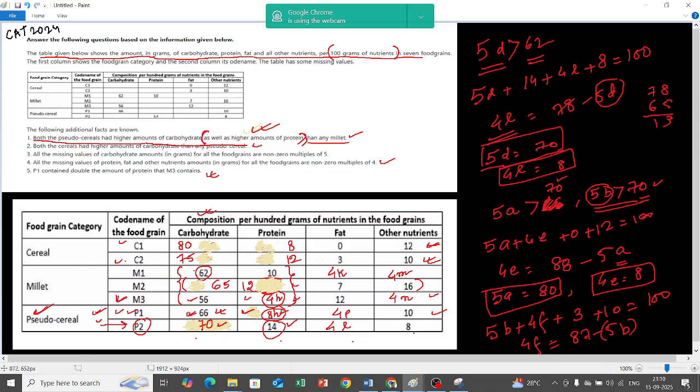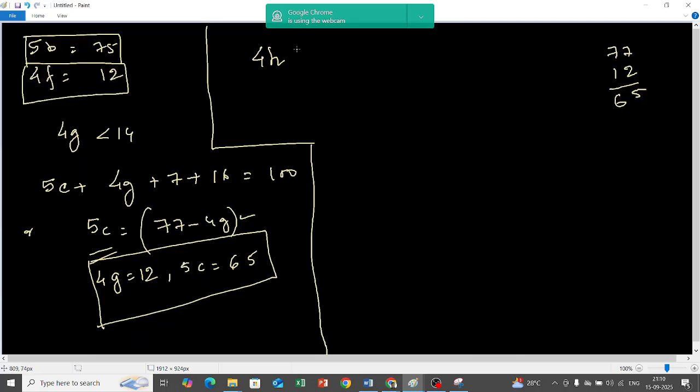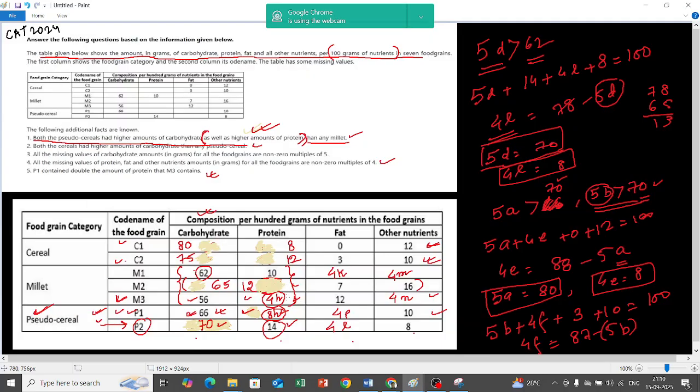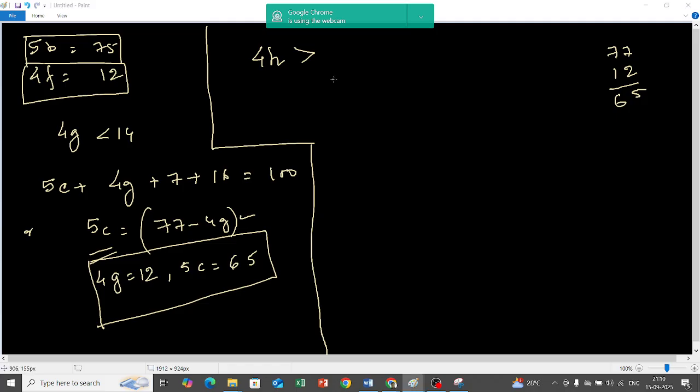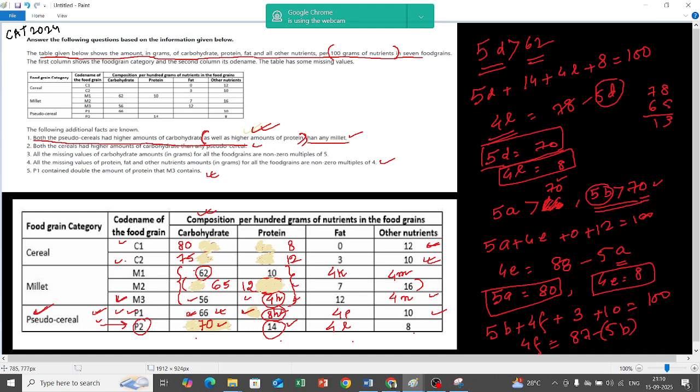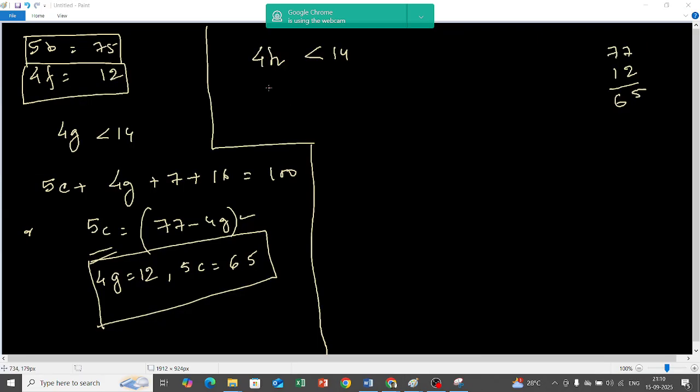Okay, 4h is less than 14, we can say, because we need to find out 4h, right? And it is given that each of these millets contain lesser protein than the pseudo cereals. 4h is less than 14.